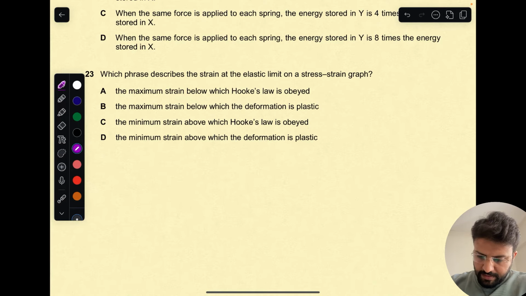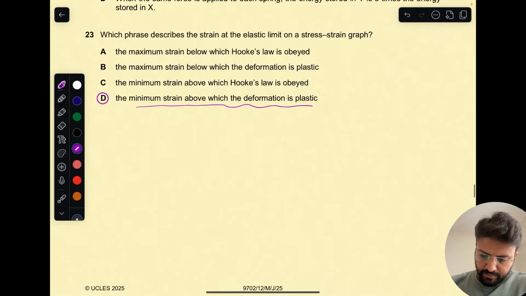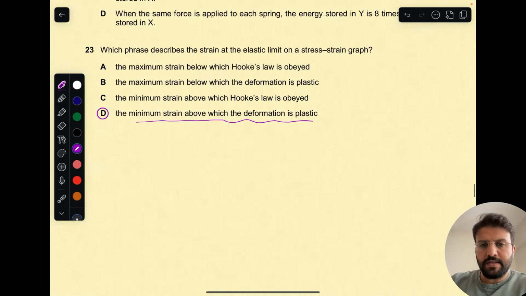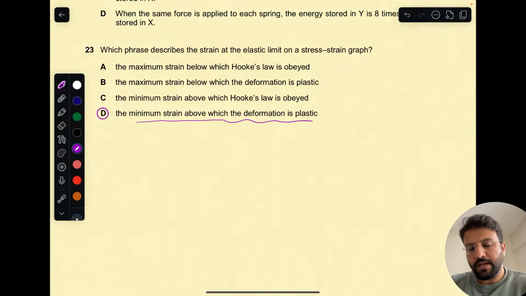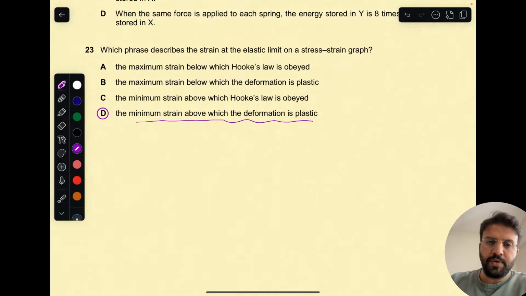So it is the minimum strain above which the deformation is plastic. Yes, we can say that. Before this point it is elastic, and after this it will be plastic. The deformation will be permanent.